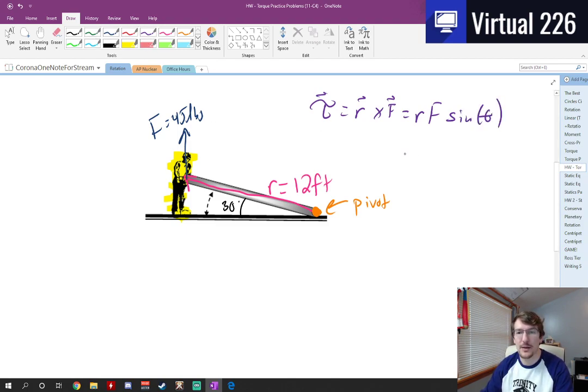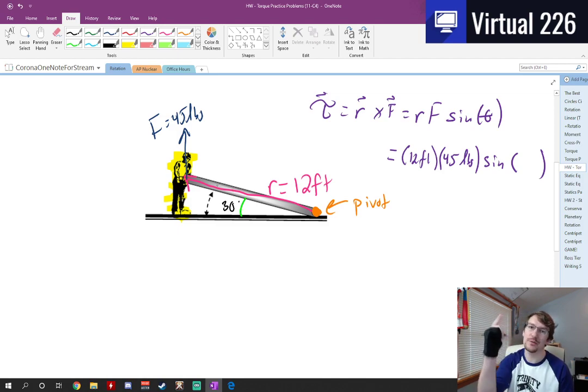So in this case, we have R and F. R is 12 feet. F is 45 pounds. So there's our foot-pounds. And now we need the sine of that angle, whatever it is. In this problem, we know that down here, this angle is 30 degrees. So you may want to put in a 30, but that would be wrong.